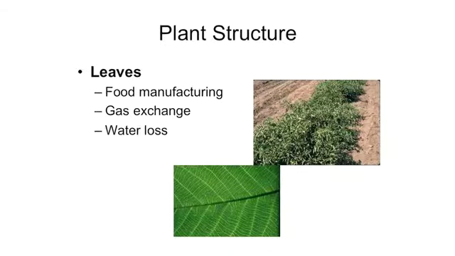Okay, leaves are the next important structure. That's where all the food's manufactured in a plant, and where gas exchange occurs, and where water loss occurs. Most of the green tissue in most plants is in the leaves, although it can occur in other parts of the plant, but that's where it is.